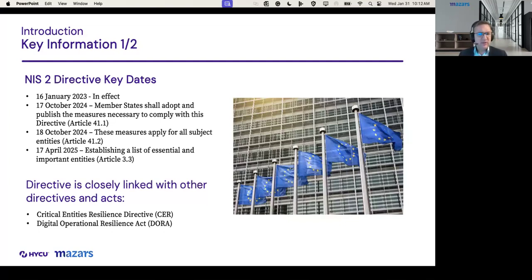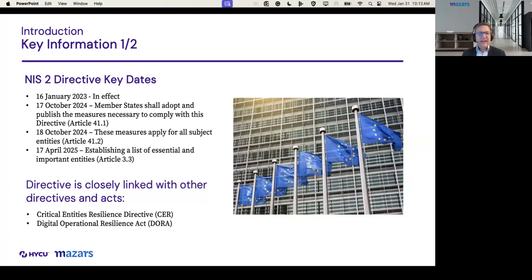January 16, 2023, it's already in effect. A lot of people didn't know that. However, as with any directive, it needs a national law to come into effect. This is why the deadline was set for 17 October 2024, where the member states will adopt and publish the measures necessary to comply with this directive. So they will pass a national law requiring certain security aspects. They will also provide the technical requirements for this. This is described in Article 41.1.